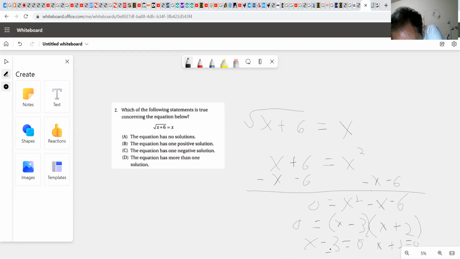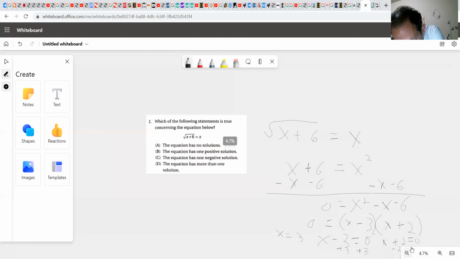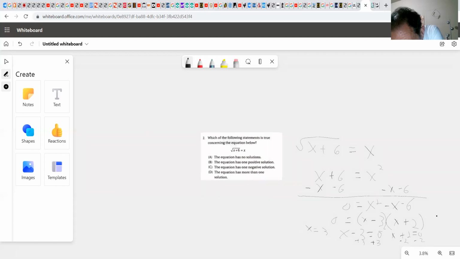So plus 3 on both sides, and you wind up with x equals 3. Minus 2 on both sides, and you get x equals negative 2. So you wind up with two answers, x equals 3 or x equals negative 2. So you have these two solutions.